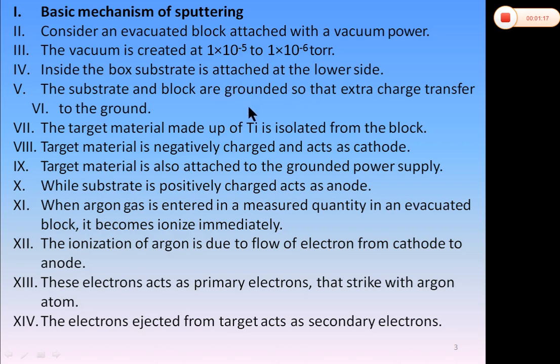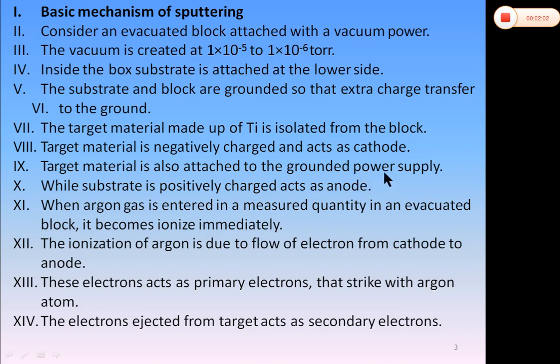The target material, made up of titanium, is isolated from the block. Isolated means that it is separated out from the block. The target material is negatively charged and acts as the cathode. Cathode means the thing which gives us negative particles, that are electrons. The target material is also attached to the power supply, while the substrate is positively charged and acts as the anode.